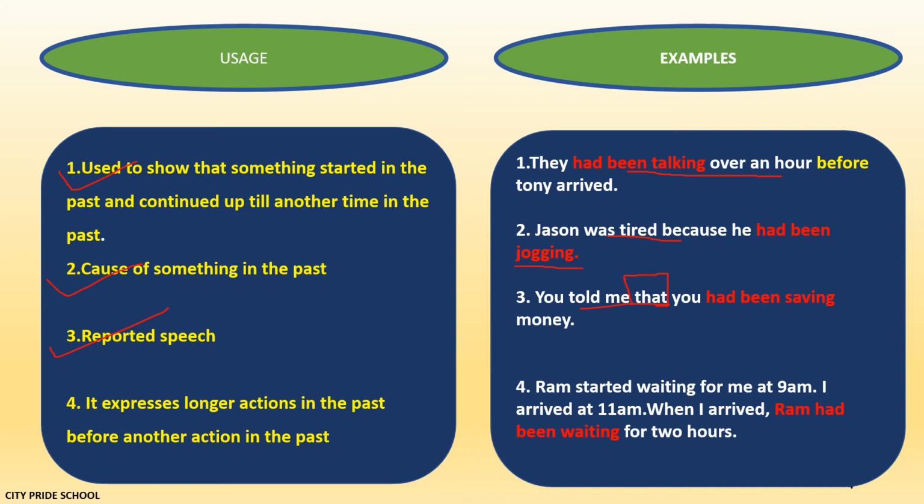Ram started waiting for me at 9 a.m. The waiting started at 9 a.m. I arrived at 11 a.m. When I arrived, Ram had been waiting for 2 hours. So from 9 a.m. till 11 a.m., this part of the waiting was completed. So this is perfect. And when I arrived, the waiting was still going on. So this is an example of a situation when we have to express longer actions.